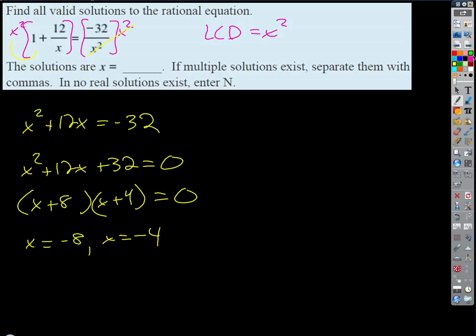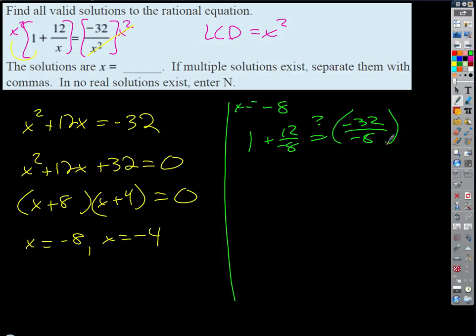If I plug those in, let's plug in negative 8. What's that going to give me? I'm going to get 1 plus, what's 12 over negative 8? 12 over 8 reduces to what? Well, I'll just write this step out. So we get 1 plus 12 over negative 8. Does that equal 3 over 2? And on the other side, negative 32 over negative 8 squared. So that's going to give us, yeah, it's negative 3 over 2, isn't it? Positive over negative is negative.